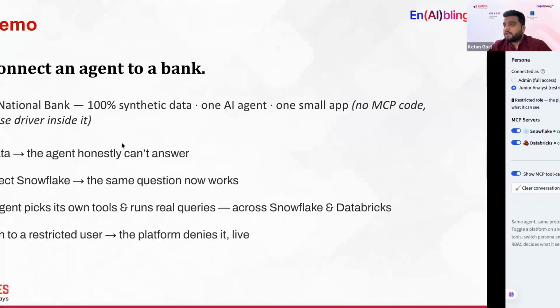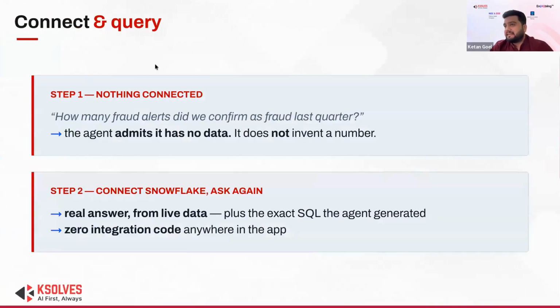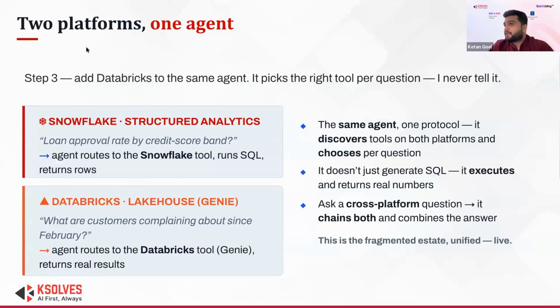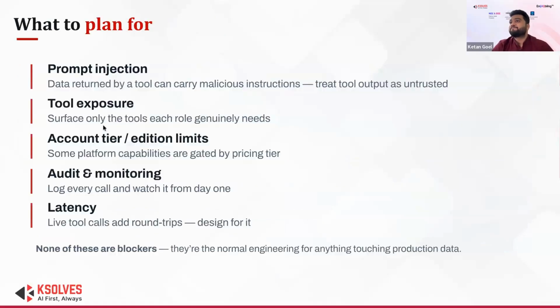Now moving forward, this is again the same as step one. We have nothing connected, and we just got empty results from the server. Then we connected Snowflake, then we connected two platforms, and then we switched to the restricted user. So everything that we have seen in the live demo is only this.